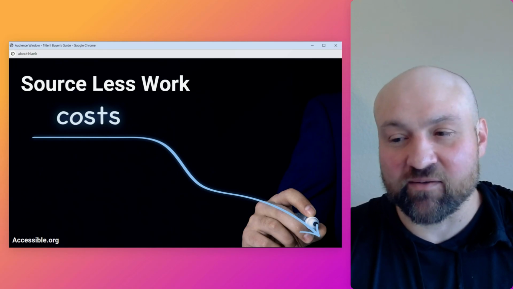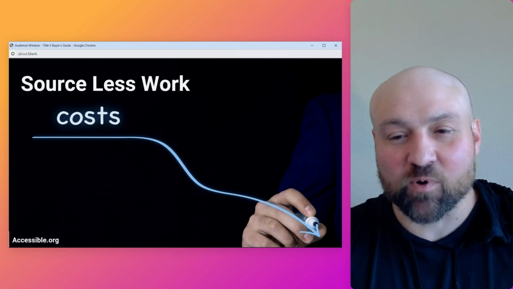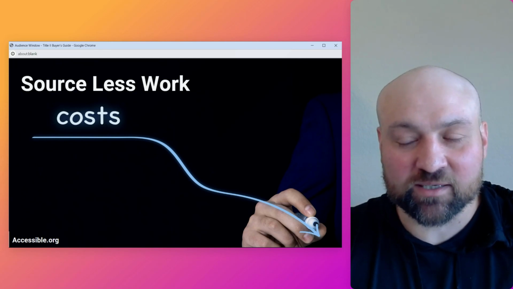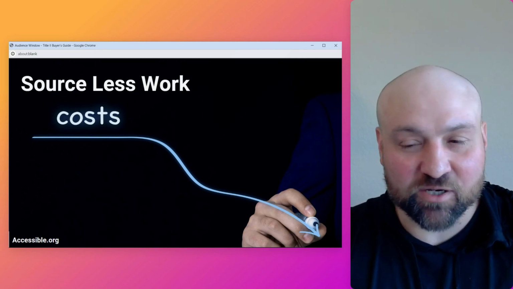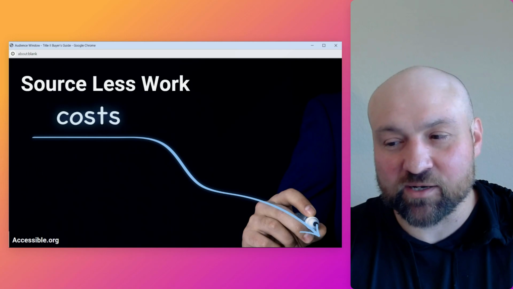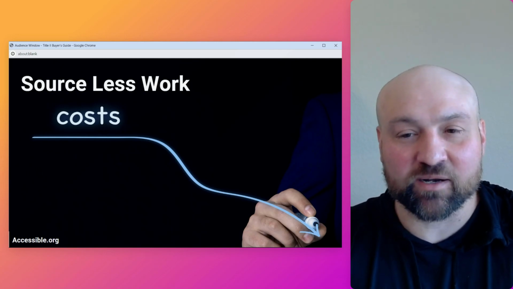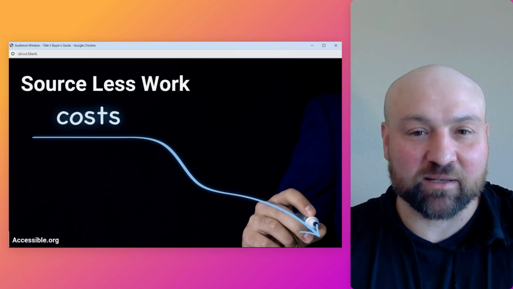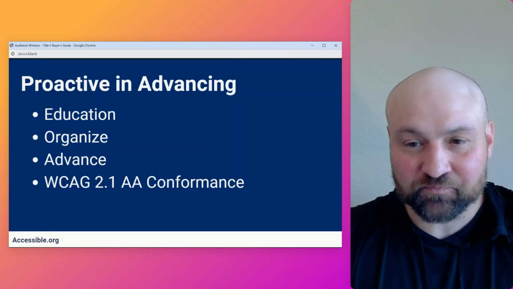So on the slide, I have a photo of a clear, dry erase board where someone starts off by writing costs, and then we have this line that's plateaued, and then it starts to slope downward all the way to the bottom because we've trained on accessibility. And so now we have to spend less on accessibility. It's a part of our process.